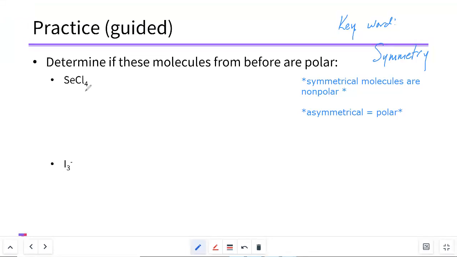So we're starting out here with selenium tetrachloride. Selenium tetrachloride had a structure that looked like this. Steric number of 5. This is a seesaw configuration. Question is this: is this molecule polar? So what's the key word today? Symmetry. Is this molecule symmetrical?